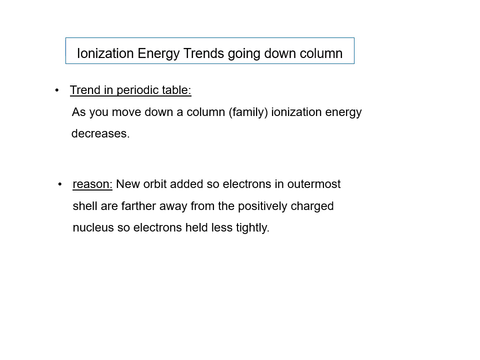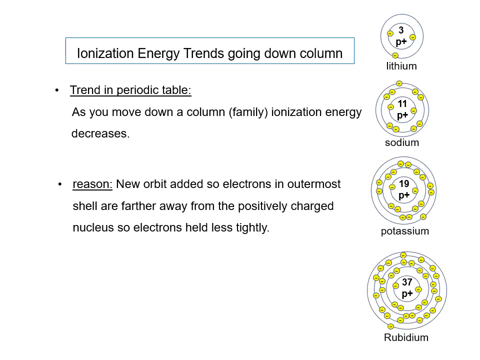So as we move down a column, because we're adding a new shell, the electron that's farthest away from the nucleus is going to be farther and farther away moving down a column. And so the farther away it is, the less tightly it's held, so the nucleus is not pulling as tightly on it. So notice on this figure, we can see as we move down a column, we're adding a new orbit for each row that we move down.